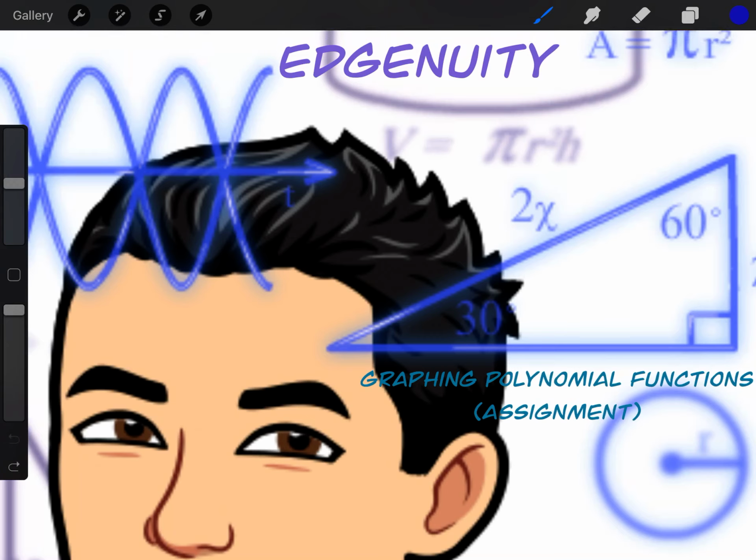All right, this is the Ingenuity graphing polynomial functions, the assignment part.